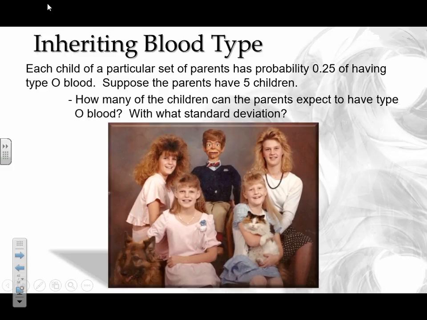So if I want to let X be the number of children with type O. What they're asking us to calculate is the expected value. So how do we do that?